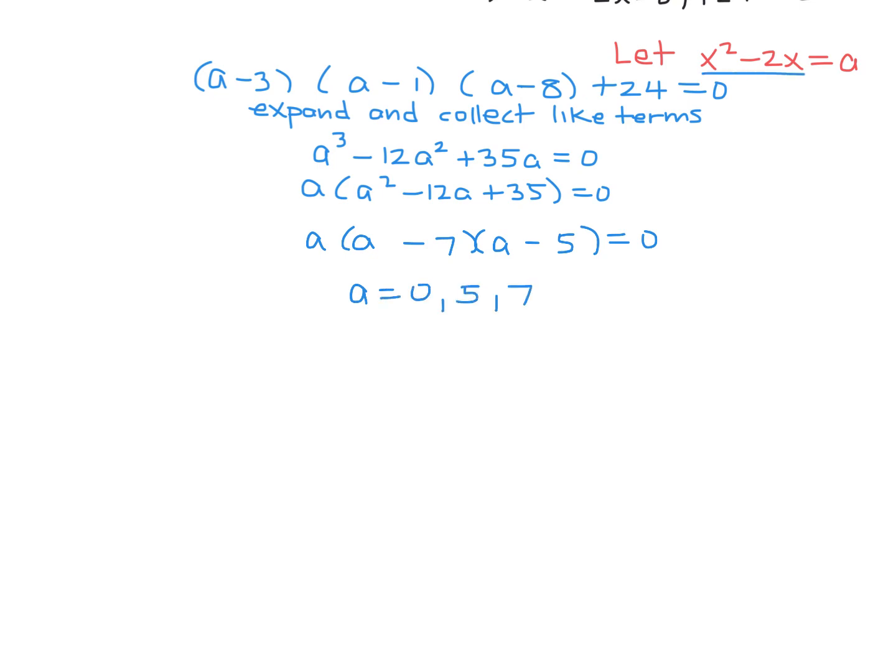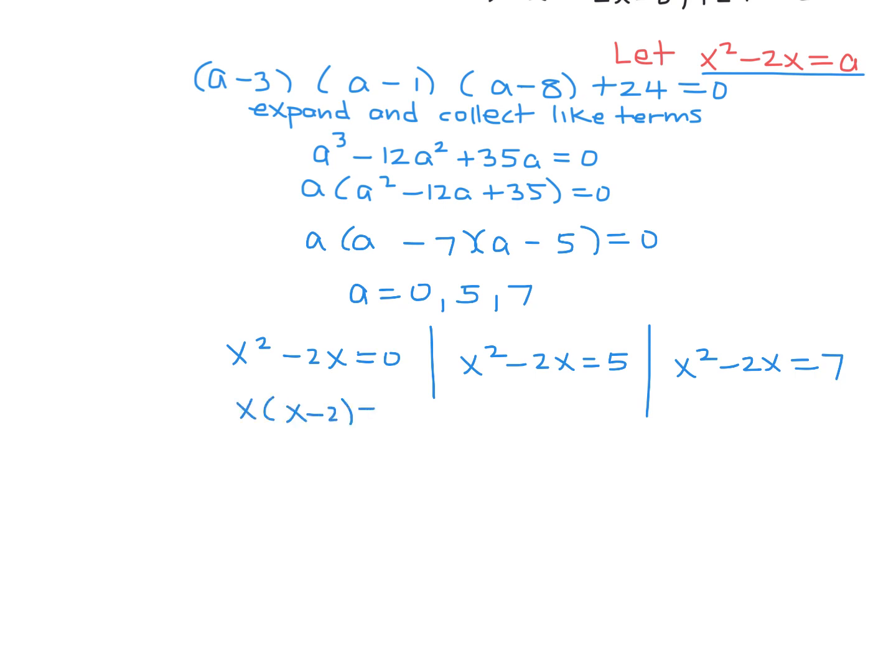Now recall, a was that. So that really means that x squared minus 2x is equal to 0, or x squared minus 2x is equal to 5, or x squared minus 2x is equal to 7. So each of these, let's solve. The first one, factor out the x, and you get x times (x minus 2). So that means x is equal to 0 or 2. So that one's pretty straightforward.